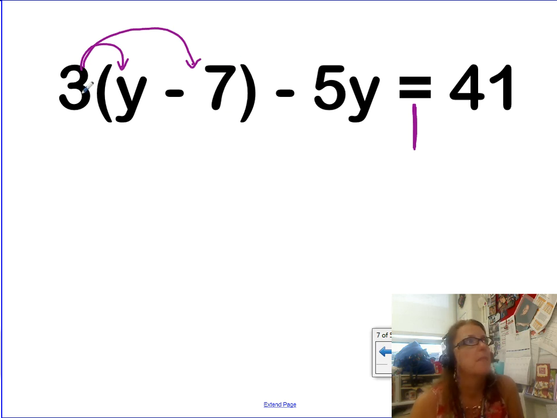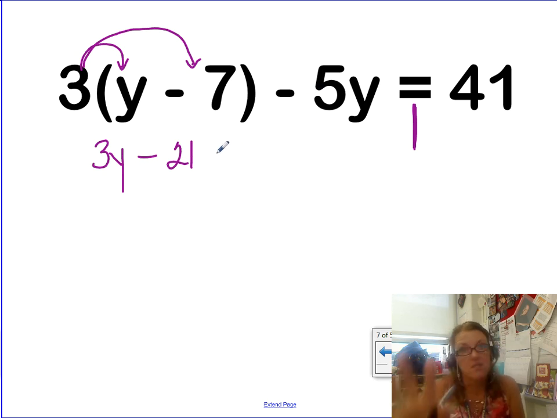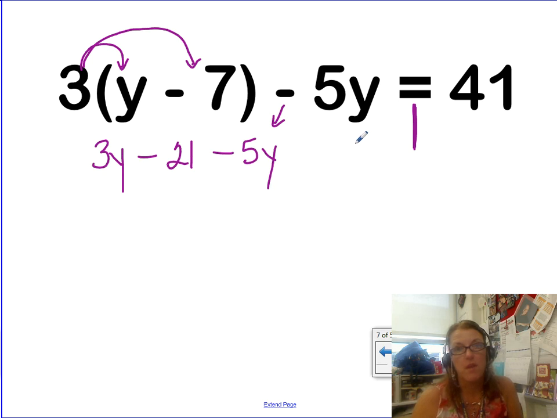distributing the 3. So 3 times y is 3y. 3 times the minus 7 is minus or negative 21. Now my parentheses are gone. But bring down the minus 5y. Cool.